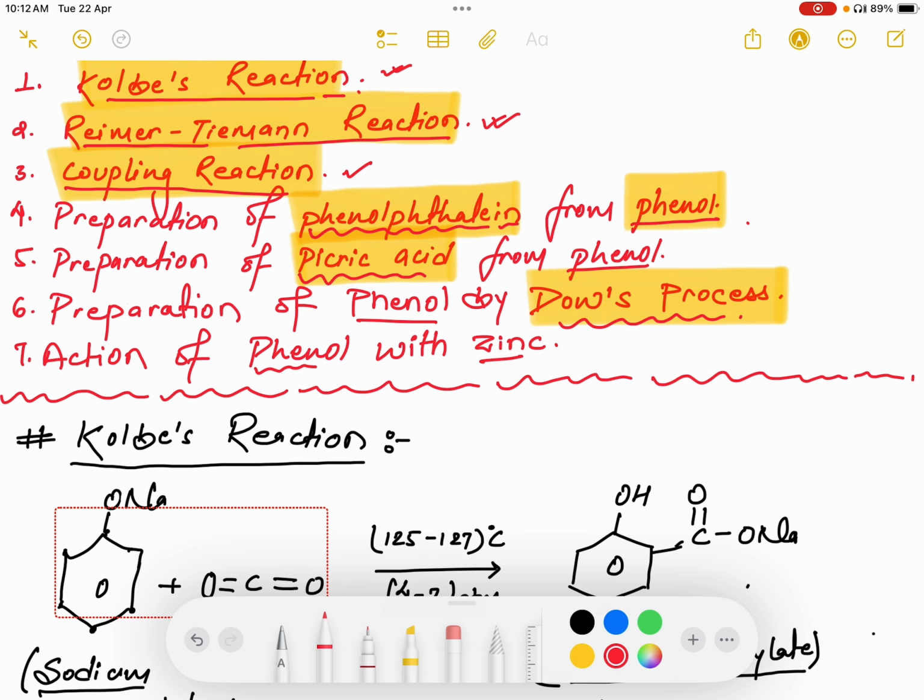So how do we prepare phenolphthalein using phenol? It's also a basic question that is asked. Next, how do we prepare picric acid from phenol? That's also the next question. Next, we have the preparation of phenol by the Dow process, and what will happen when phenol is treated with zinc. So these are some of the very common questions asked from your class 12 phenol chapter.